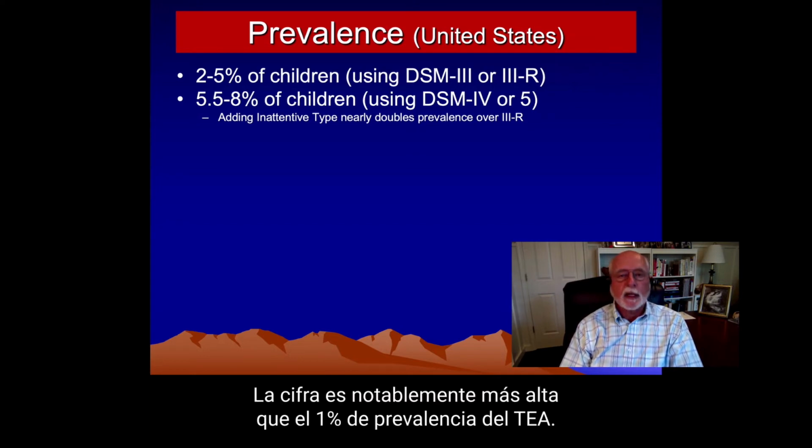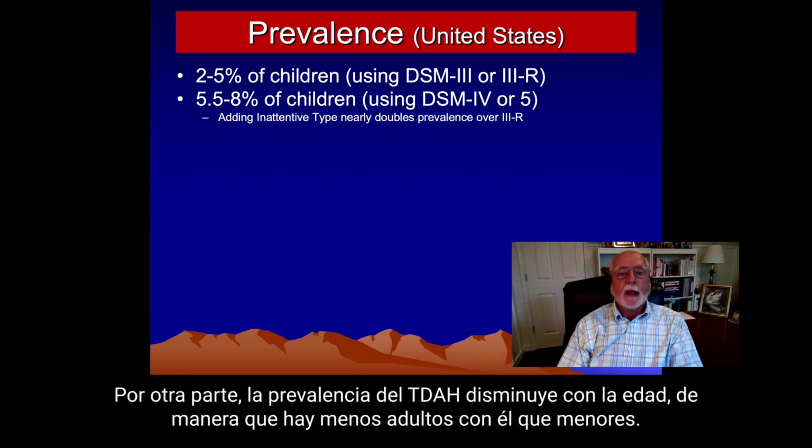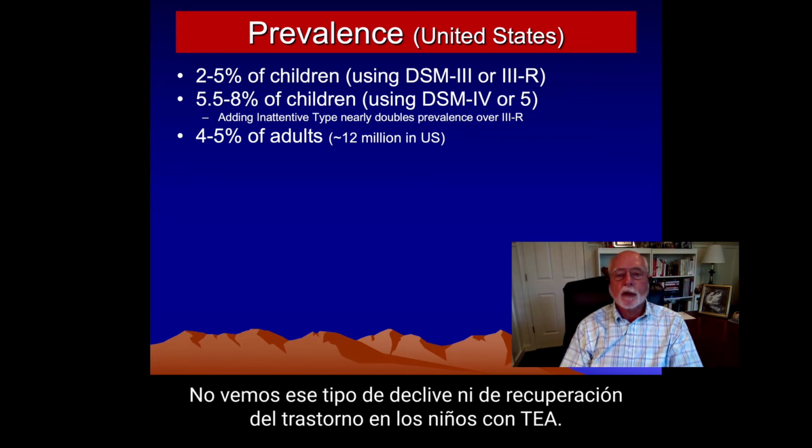That is markedly higher than the 1% prevalence seen for ASD children. ADHD also shows a decline with age such that there are fewer adults who qualify than in childhood. We don't see that kind of decline or recovery from disorder to anywhere near that extent in ASD children.